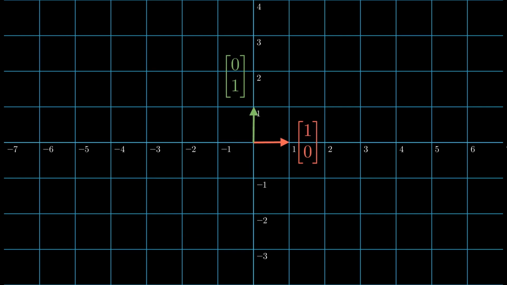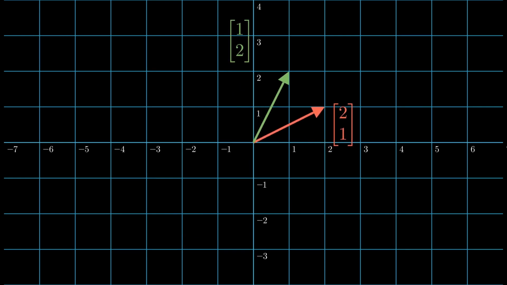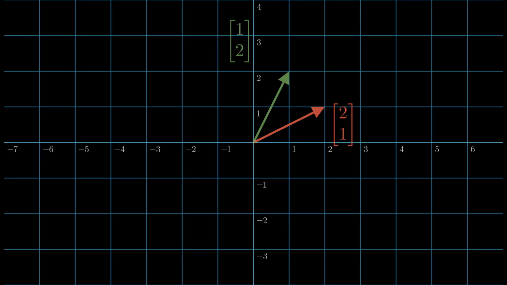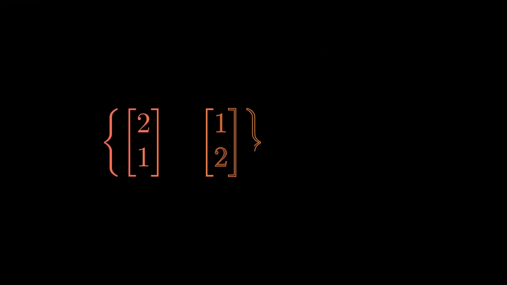But what about these two vectors? Do they fill the space of R2 as well? Again, filling the space just means that we can produce all the vectors in R2 using solely those two. Let's try to see if we can get to 11, 10 using the two vectors.